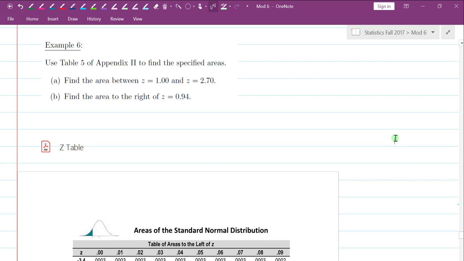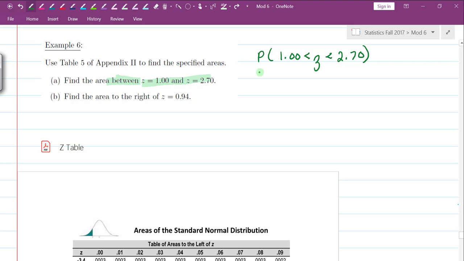Okay, here we go with another example. It says, find the area between z equals 1.00 and z equals 2.70. So we're looking for the probability that 1.00 is less than z, which is less than 2.70. I need to cover something here because we're talking about continuous data. We can write this as strictly less than, or we could write this side as strictly less than or equal to and this side strictly less than, or this side strictly less than and this side less than or equal to, or we could put an equal sign on both, okay? It does not matter. All of those with a continuous data set are exactly the same. You can put them on, you can leave them off.